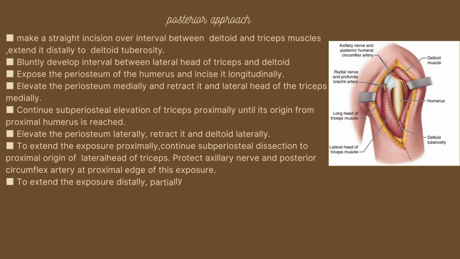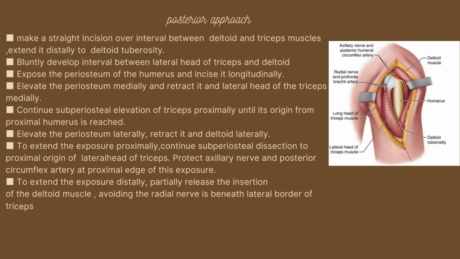To extend the exposure distally, partially release the insertion of the deltoid muscle, avoiding the radial nerve, because the radial nerve is beneath the lateral border of the triceps.